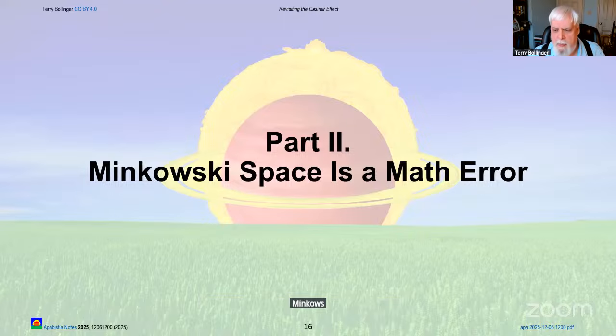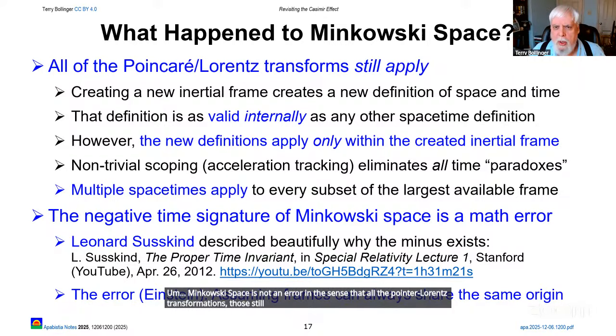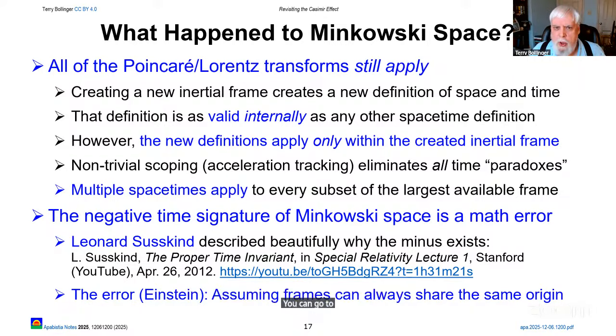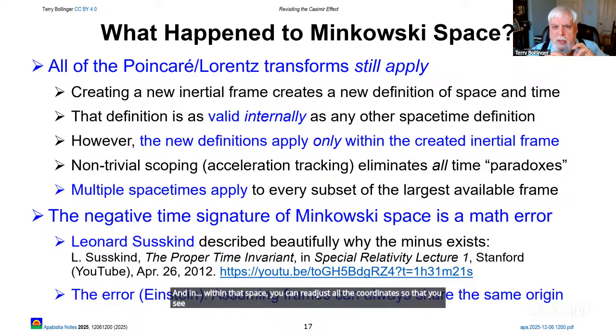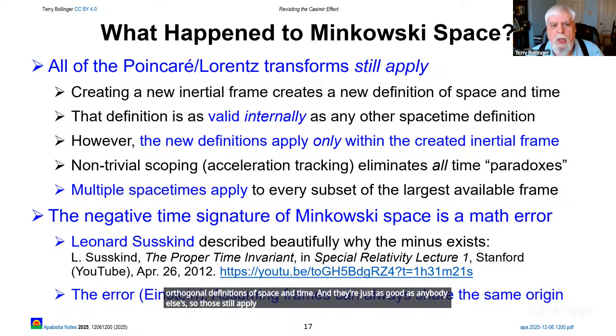Minkowski space is a math error. Oops, did I really say that? Yeah, I did. Minkowski space is not an error in the sense that all the Poincare Lorentz transformations, those still apply. You can go to that new space, that accelerated space, and within that space, you can readjust all the coordinates so that you see your own orthogonal definitions of space and time, and they're just as good as anybody else's. So those still apply. There's no problem with that.